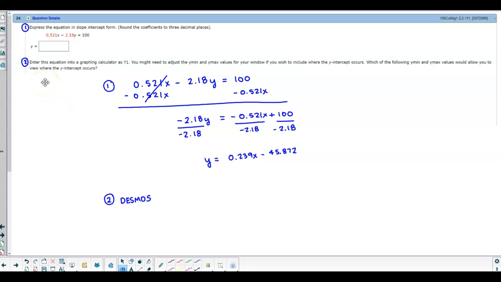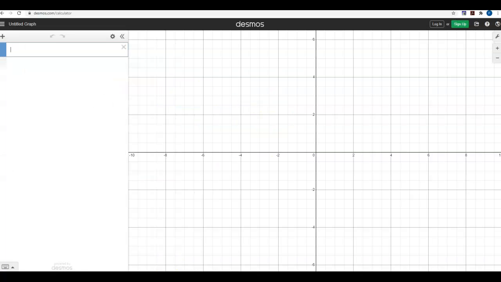Now in part 2, they're telling us to enter this equation into the graphing calculator. We're going to use Desmos. And it's saying you might need to adjust the y minimum and y maximum values for your window if you wish to include where the y-intercept occurs. The question states, which of the following y minimum and y max values would allow you to view where the y-intercept occurs. And again, let's recall that the y-intercept is where it crosses the y-axis.